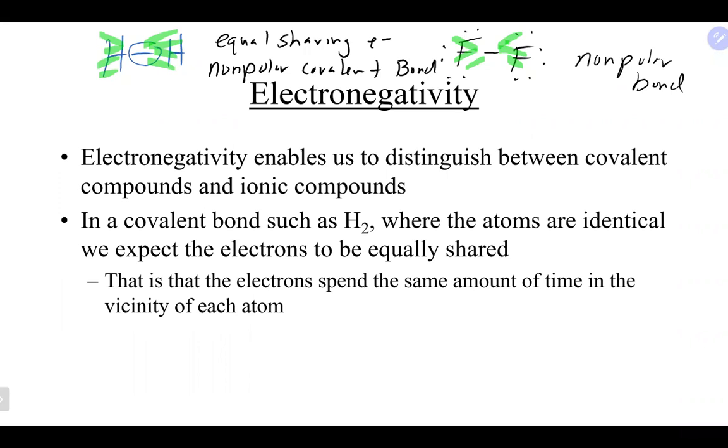The consequence of equal sharing of electrons between two atoms is basically it's like a neutral bond, if you want to think about it that way. There's no side that's more positive. There's no side that's more negative. There's just nice equal sharing, and there's really no charge that's happening with that bond.